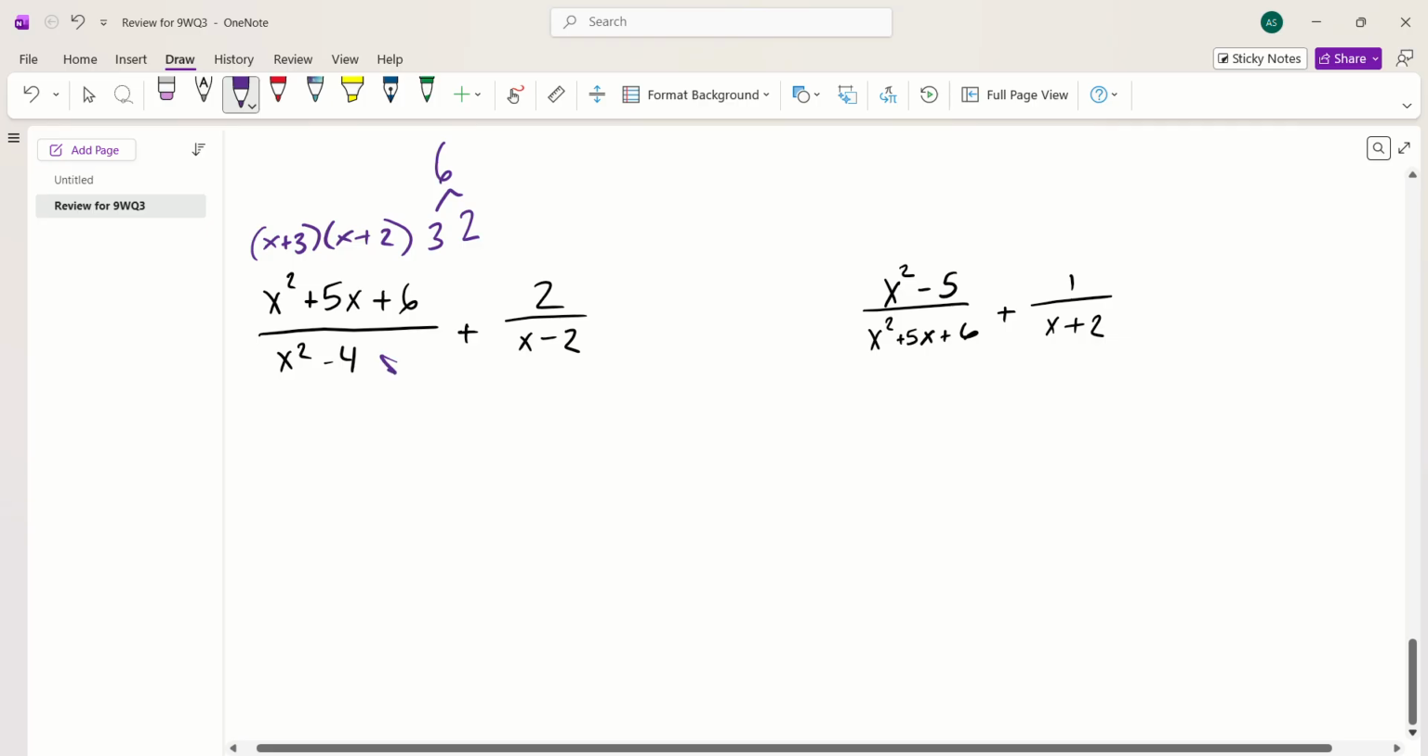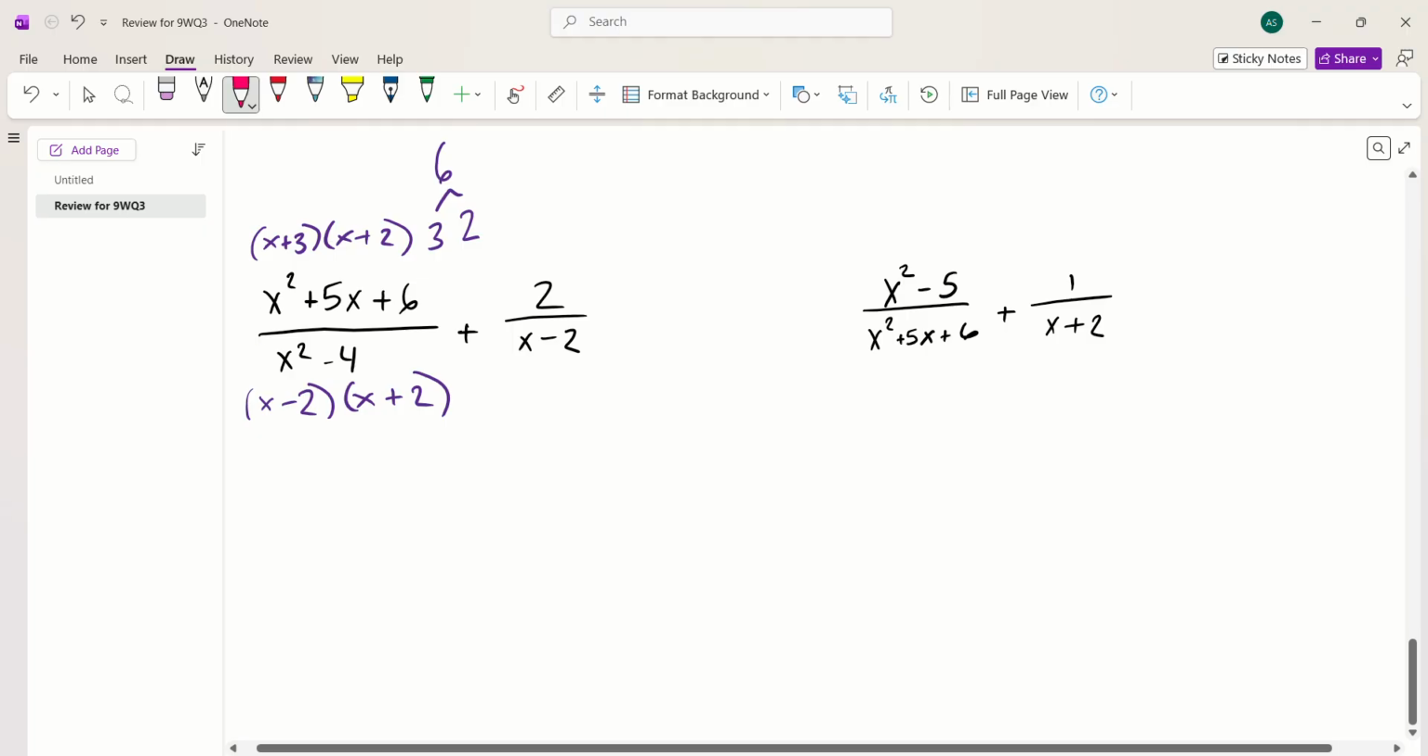Likewise, I'm also able to factor this guy. He is a difference of squares, so I can use my difference of squares formula, and I'll get my factors to be x minus 2 and x plus 2. There is nothing to factor on this side, so we don't have to worry about that.